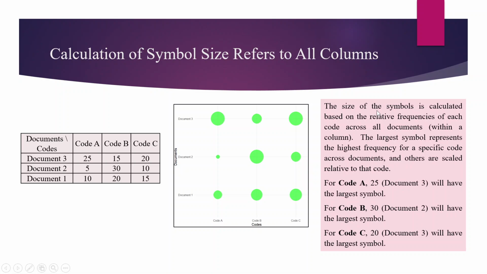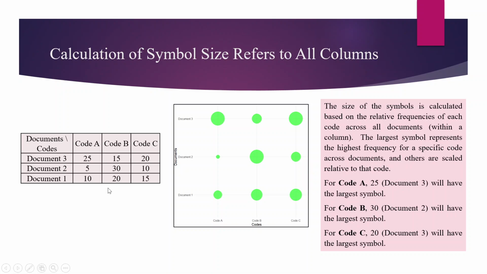So the size of the symbol is calculated based on the relative frequency of each code across all the documents. See, in MAXQDA, codes are in the rows and documents are in columns. So don't get confused. This is just for an explanation purpose how they are working, right? I again repeat, in case of MAXQDA, documents are in the columns and codes are in the rows.